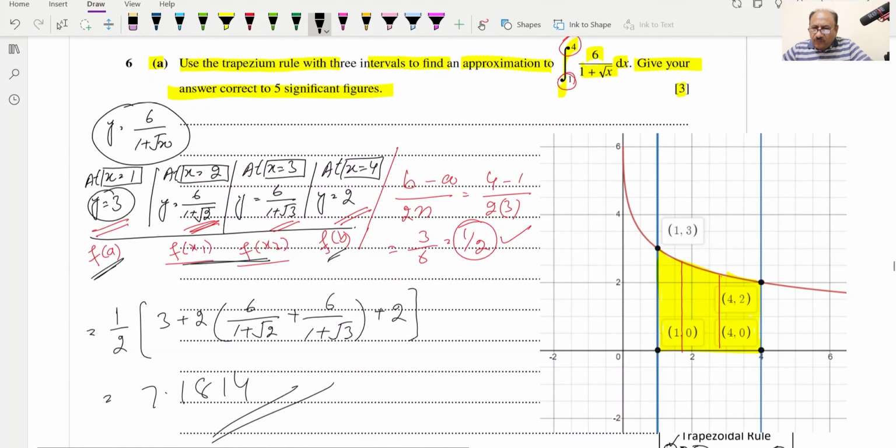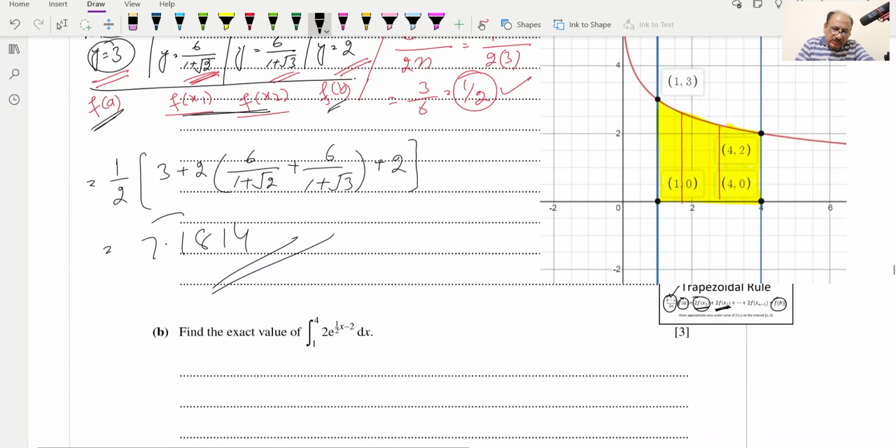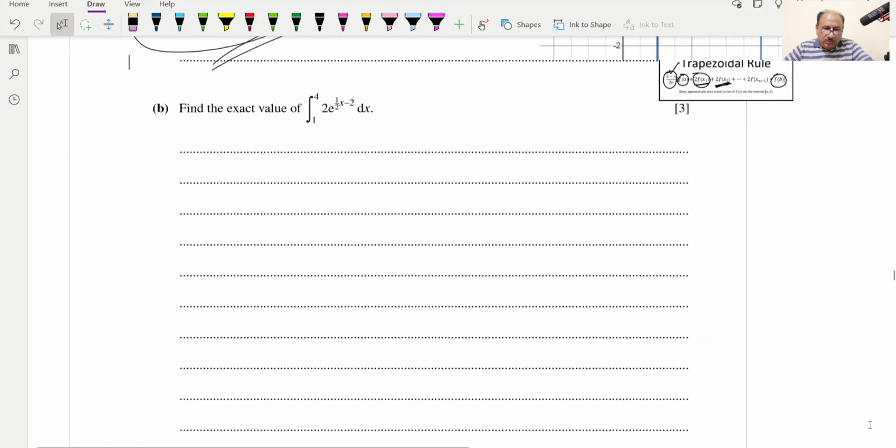Use this to find an approximate value for this, and give your answer correct to 5 significant figures. So these are 5 significant figures. Hopefully you understood each and everything. I have tried my best to explain as easily as possible. Now we can move to the b part.